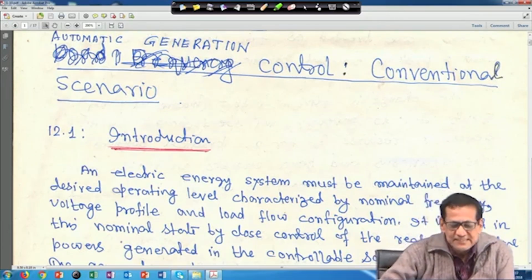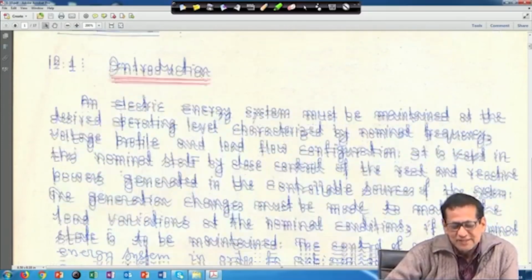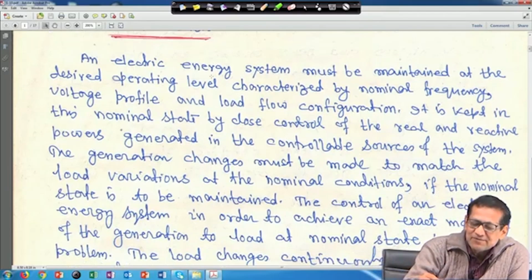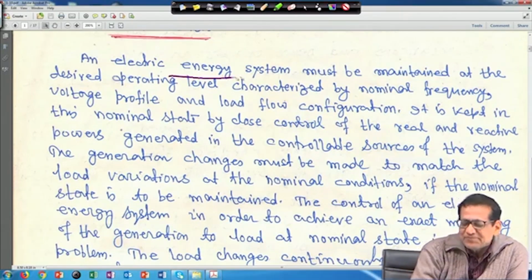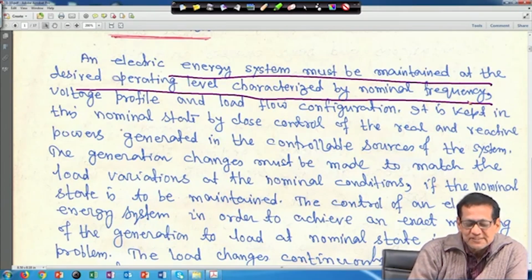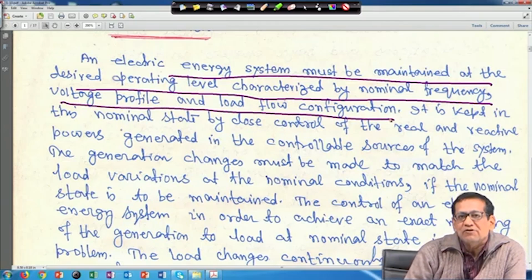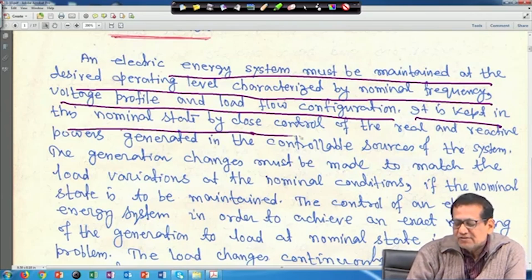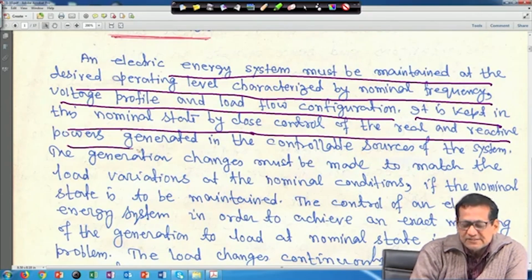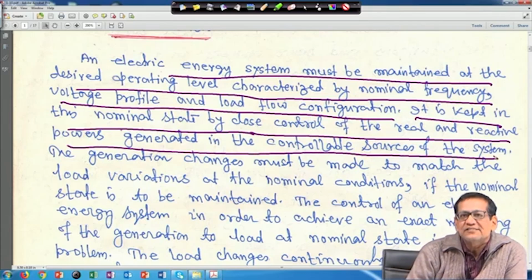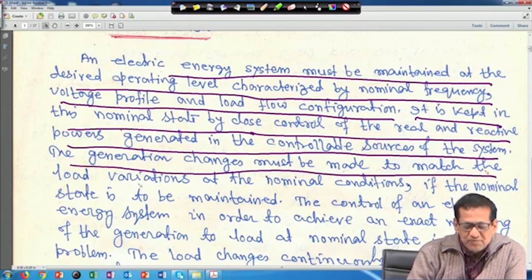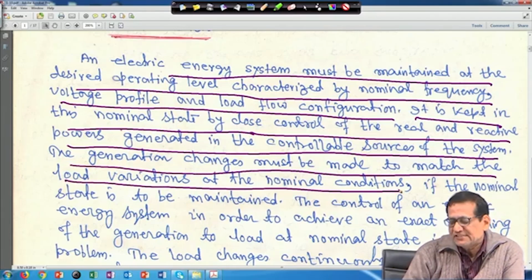So, first is the introduction part, right. I am underlining a few things. An electric energy system must be maintained at the desired operating level characterized by nominal frequency, voltage profile and load flow configuration, right. It is kept in this nominal state by close control of the real and reactive powers generated in the controllable sources of the system, right. The generation changes must be made to match the load variation at the nominal condition, right.